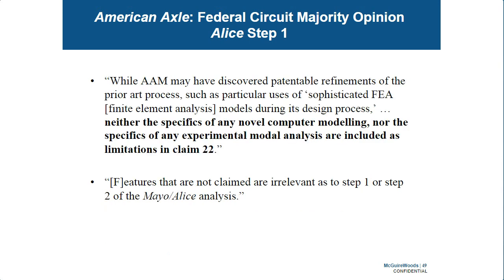And then the majority decision goes on to say, while American Axle may have discovered patentable refinements of the prior art process, neither the specifics of any novel computer modeling nor the specifics of any experimental mode analysis are included in the limitations of the claim. So basically, the court is saying you didn't claim enough, right? These other things which are necessary to achieve the result, you did not put them in the claim. In the claim, you only have natural law, and therefore your claim is not eligible for patent protection.